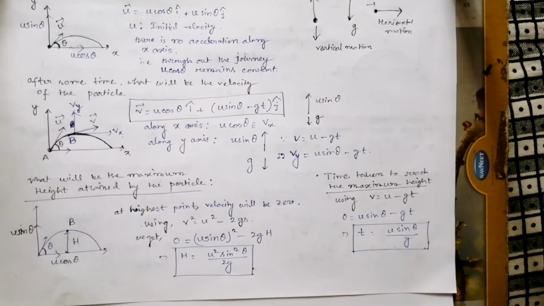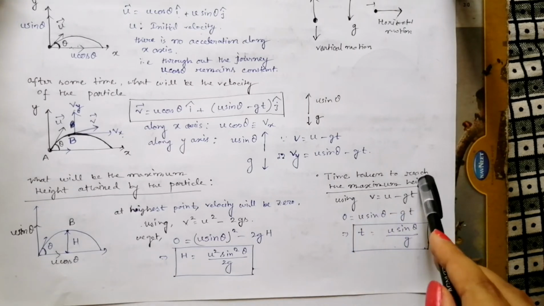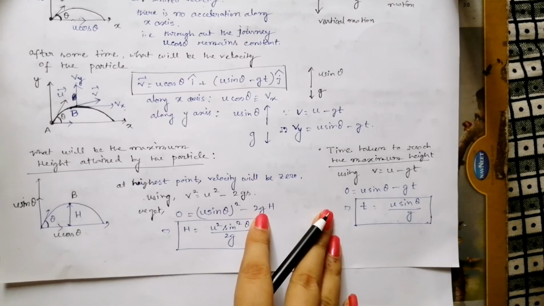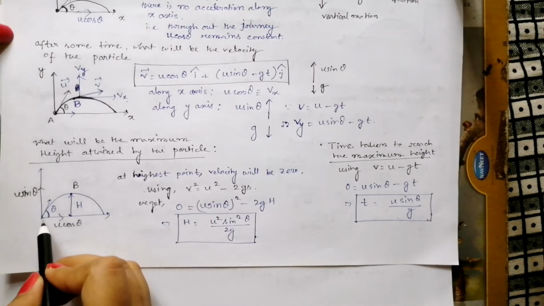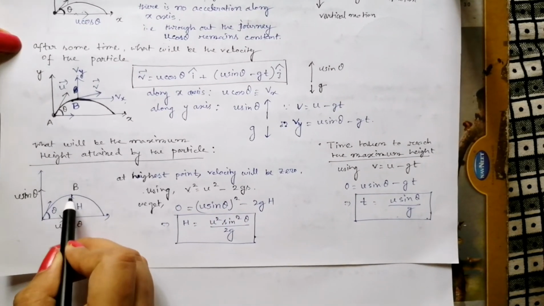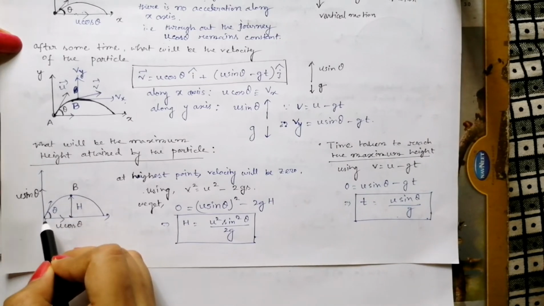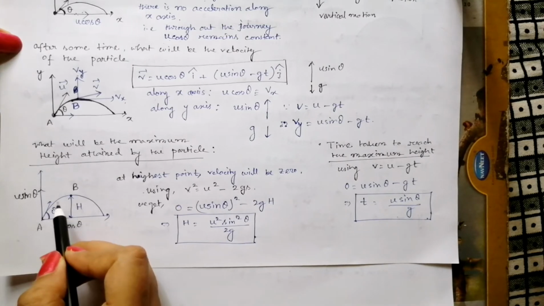And so now if someone asks me what is the time taken by the particle to reach the maximum height? That is, if I tell you that the particle from this point will attain the maximum height, then what is the time taken by the particle to reach from point A to point B?